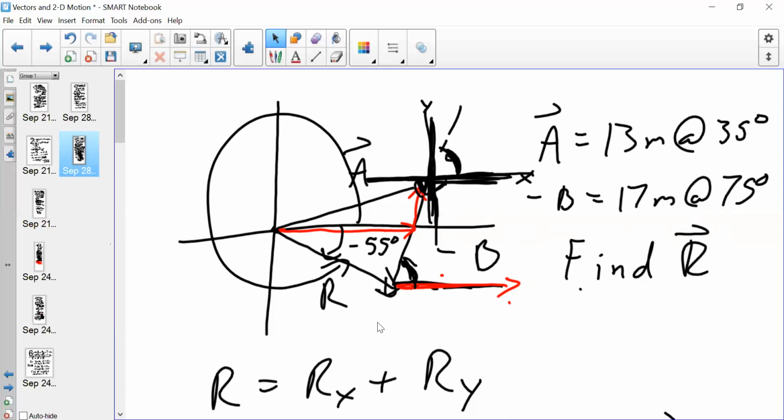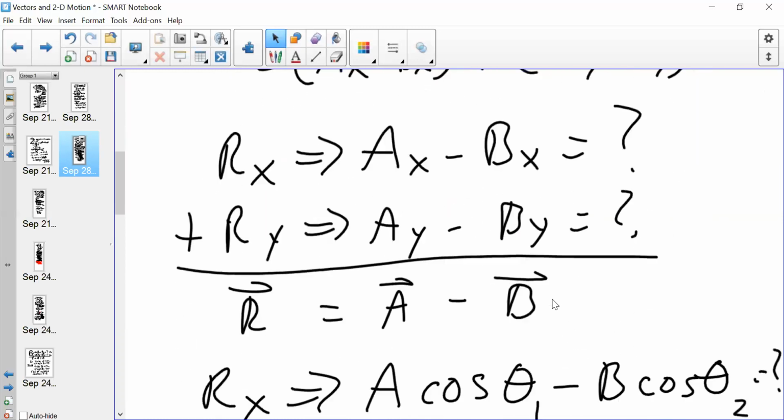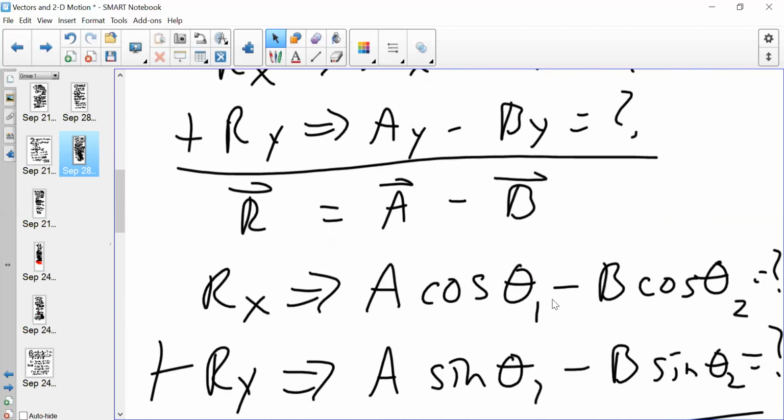And generally, you won't get these geometries here. They'll just say, okay, subtract b from a, or b minus a, or a minus 2b, something like that. But I just wanted to draw it out to get a better picture. But yeah, subtraction is just the opposite direction.